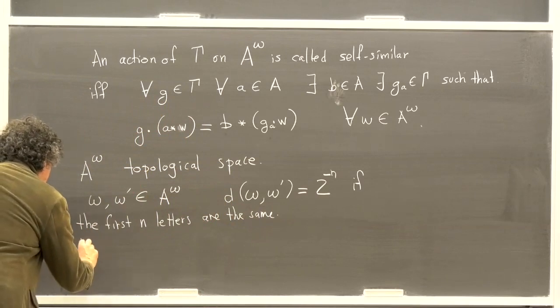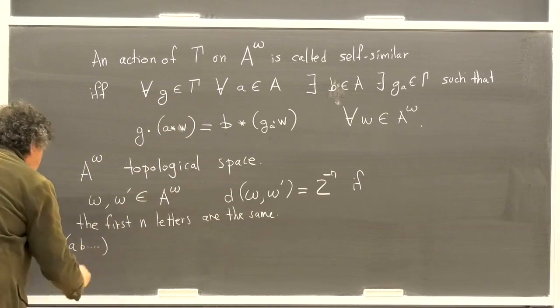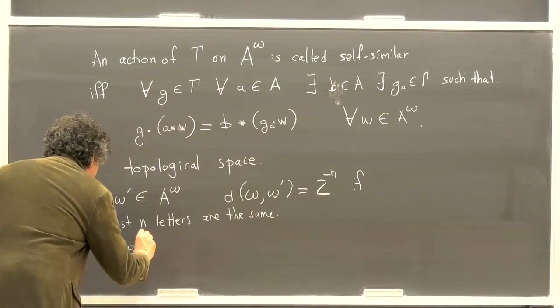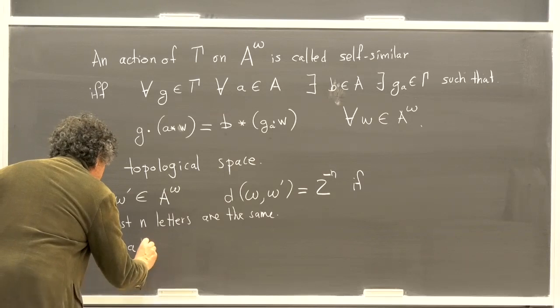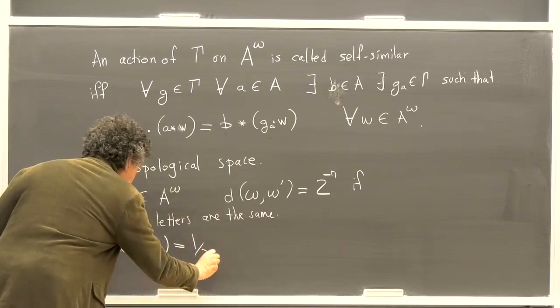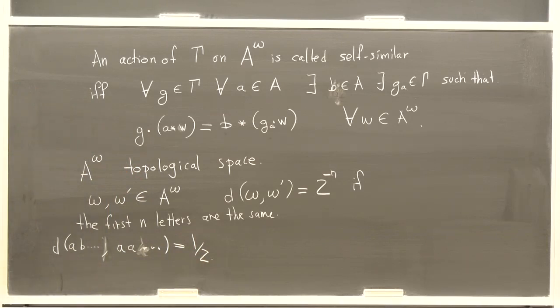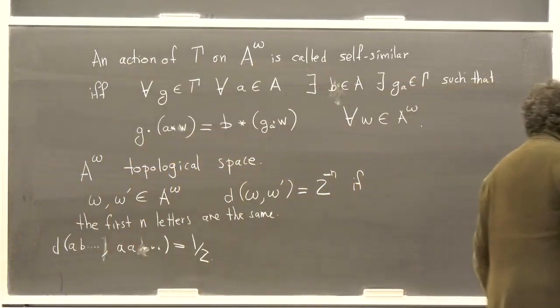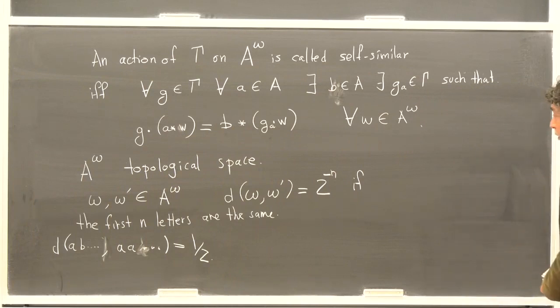So the distance between a, b, and so on, with a, and so on, is 1/2, because you see, the first letter is the same, but the second is not. And this is, of course, an ultrametric.